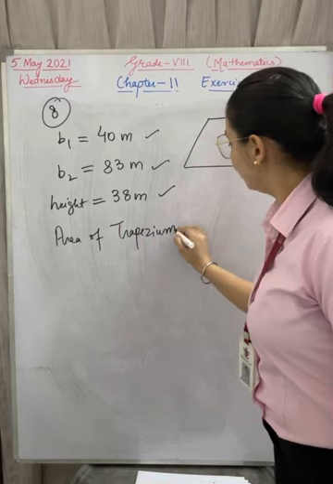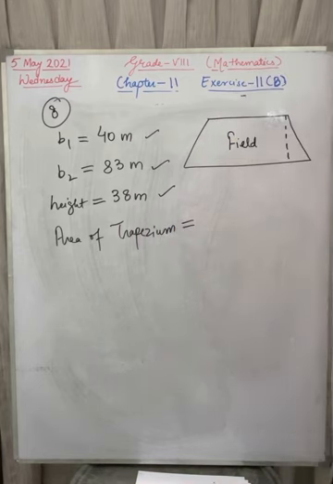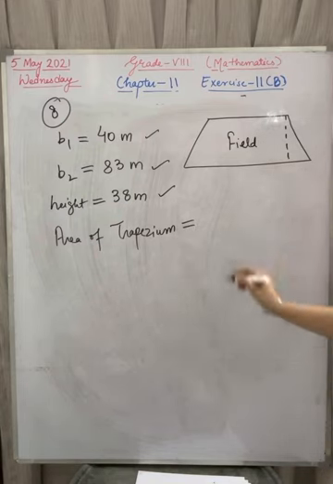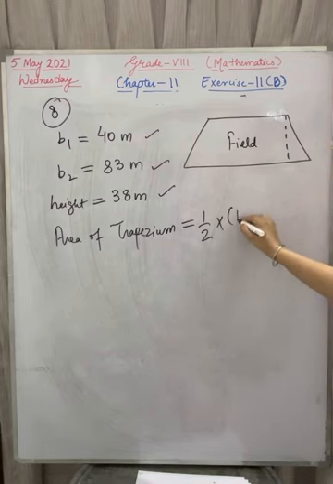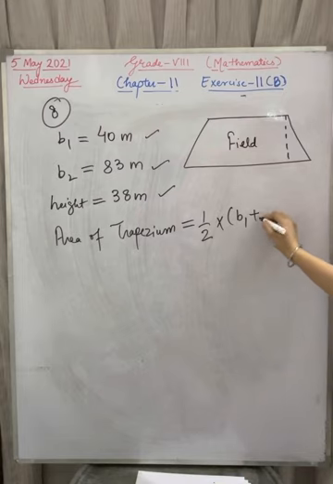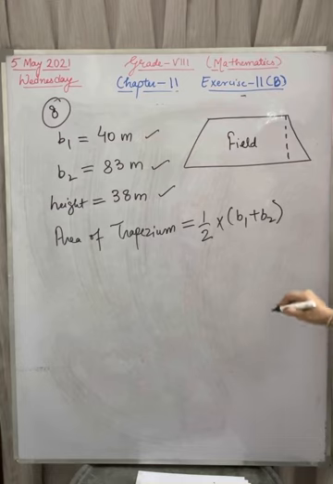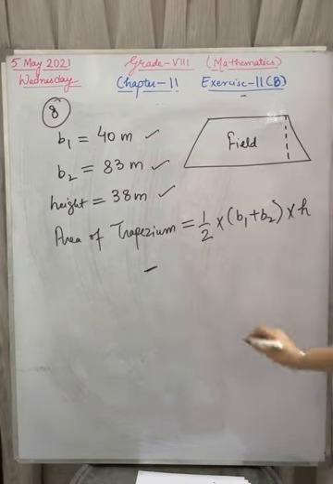Speak properly. What is the formula for the area of a trapezium? Quickly. 1 by 2, in small bracket B1 plus B2, bracket close, into H, multiply by height. Very good. Mute yourself.